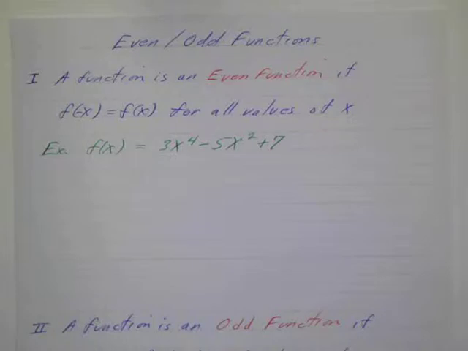So here's some ideas about even and odd functions. A function is an even function if f of negative x equals f of x for all values of x. Now this is a way of proving a function is even. We know that even functions, we talked about this in class, are symmetrical to the y-axis. Like y equals x squared, that's an even function.